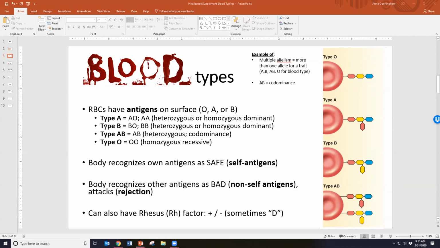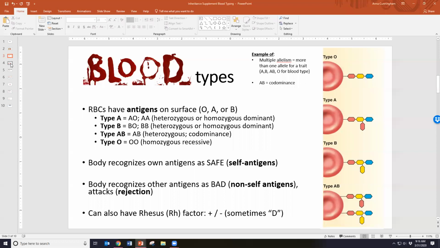Let's talk about it. I do want to mention, and we'll get into this later, that as somebody asked last week, we also have another component aside from just A and B and O. We have the plus and minus. And that's coming from what's called rhesus factor, or Rh, and sometimes this is called the D antigen. So we'll talk about that in a minute.